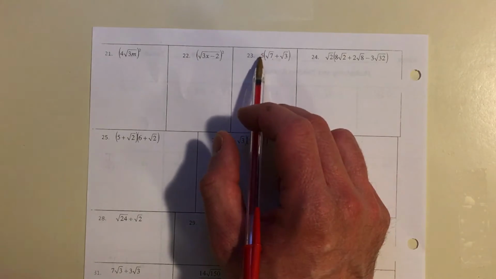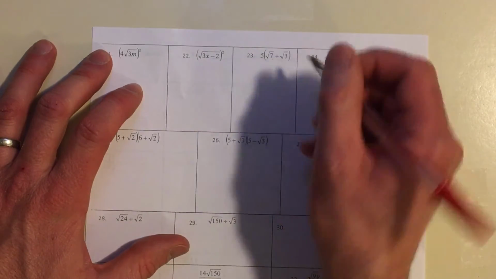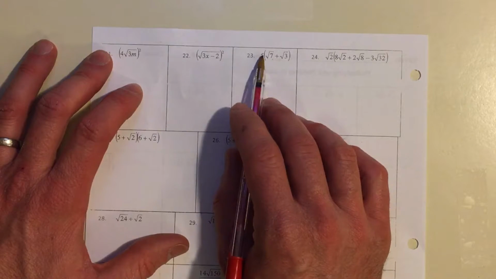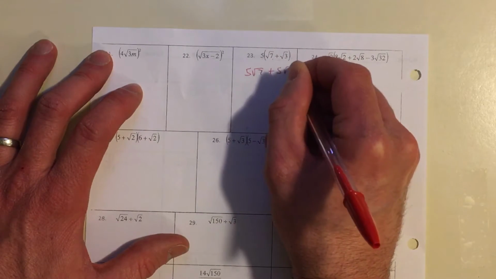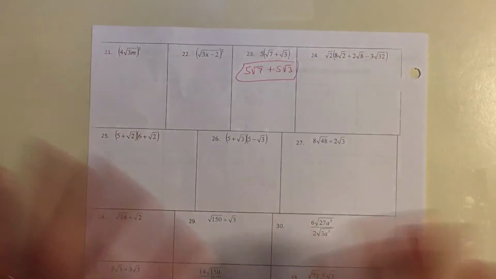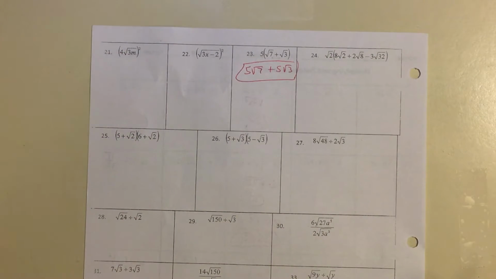With that parentheses, that 5 just gets to multiply with them. Now notice 5's not on the same level with radicals, so you just write it as 5 square root 7 plus 5 square root 3, and you're done. Nothing more to do there.